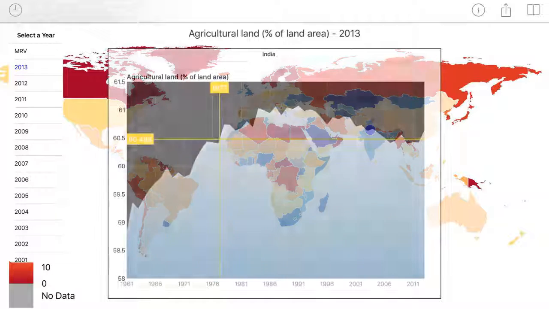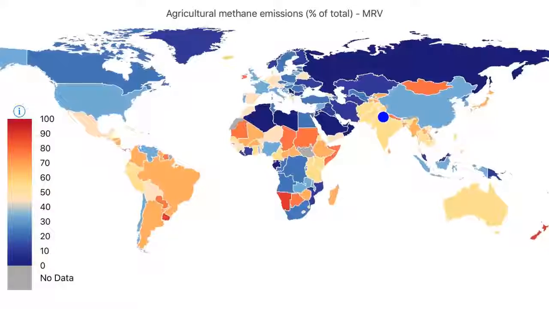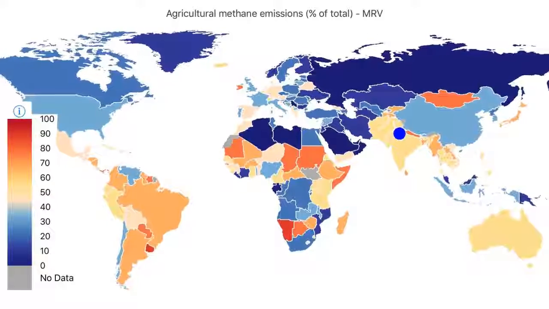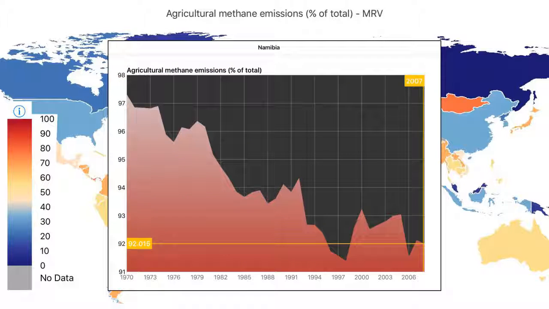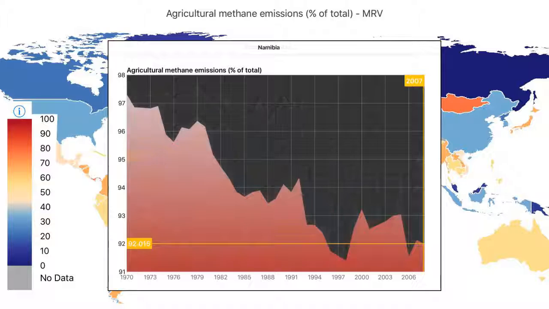You can see that India has a constant of approximately 60% of agricultural land in 1977, 2001, and 2013. You will also find data related to agriculture methane emissions from animal wastes, rice production, and agricultural waste burning, etc. in my book. And I have found all this resourceful data from the Spatial agent. For instance, in Namibia, methane emission had increased to 92% in 2007. In the same year, Congo saw methane emission of only 25%.